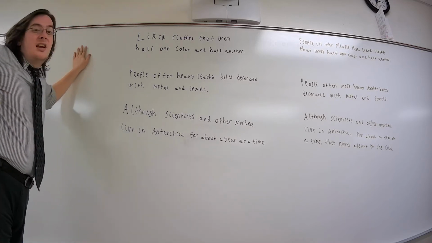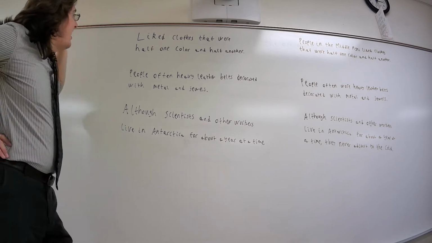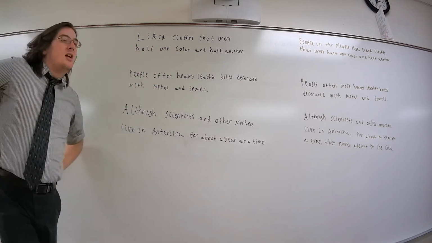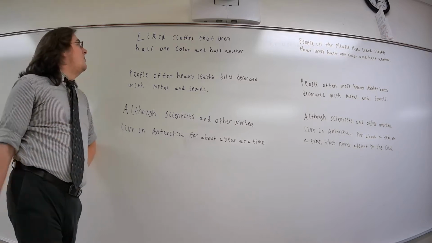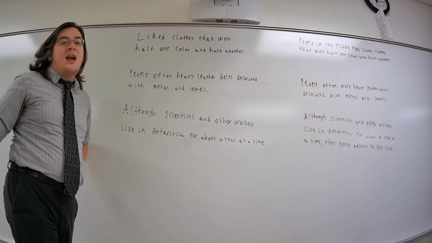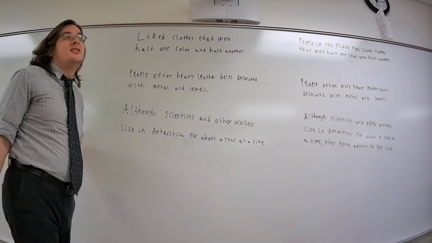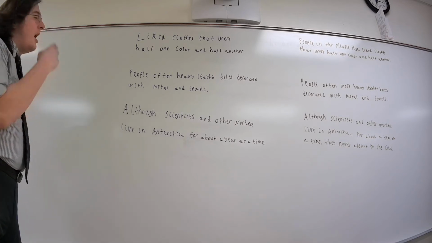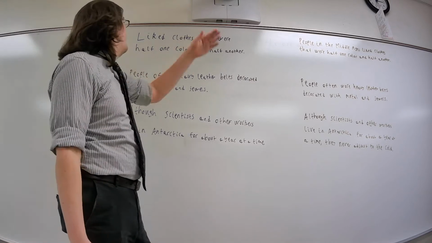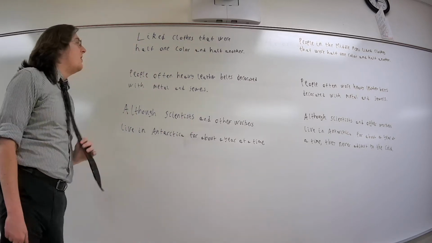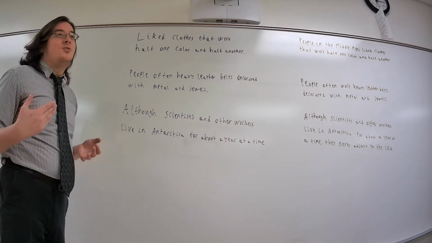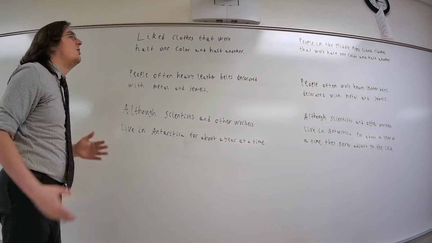So the first sentence fragment that I'm going to fix is: liked clothes that were half one color and half another. Now, right off the bat, if you look at this sentence, it's pretty clear that this is a fragment. It's an incomplete sentence because there's no subject. We don't know who liked clothes that were half one color and half another. We have a verb, we have a predicate, but we don't have a subject. We don't know who liked the clothes.